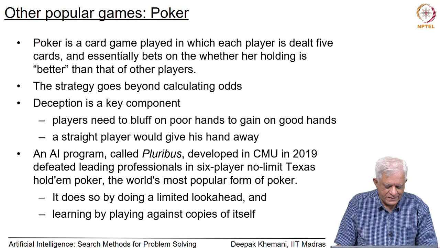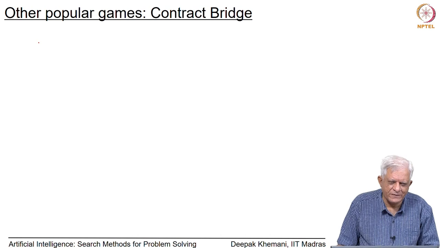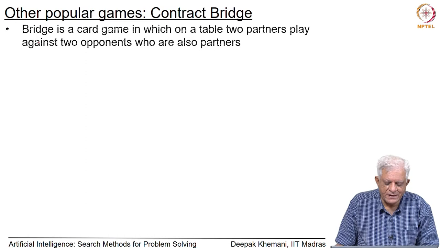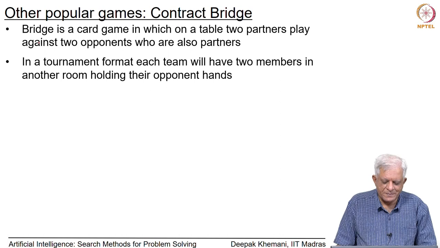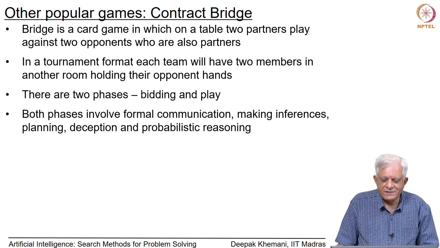It does so by doing a limited amount of look ahead and learning by playing against copies of itself. The last game that we will look at is Contract Bridge, which is a card game in which on a table there are four players, two of them are partners and the other two are their opponents. In a tournament format corresponding to each table, there would be a table in another room. So, it would be a team of four members playing against another team of four members.